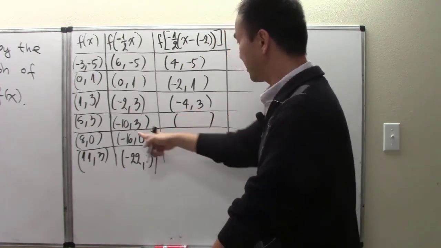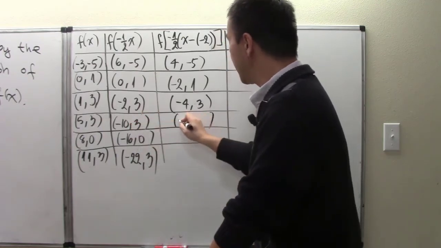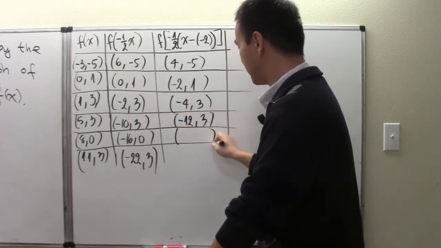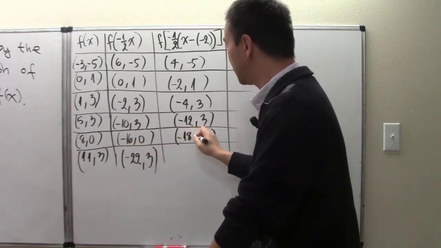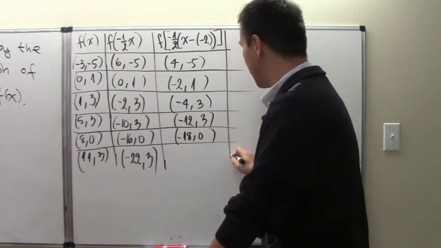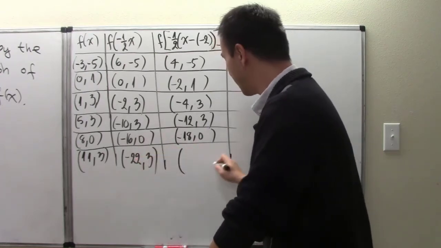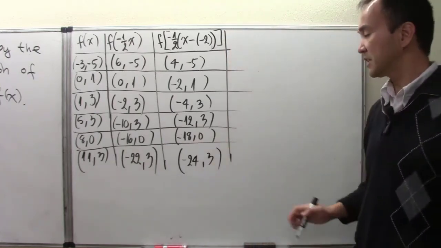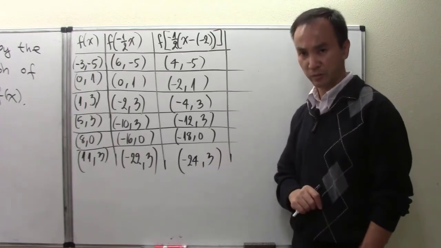In the next point right here, (-10, 3), that point is transformed into (-12, 3). And the next point right here, (-16, 0), is now transformed to (-18, 0). All right, and then the last point that we're looking at, (-22, 3), we're now looking at (-24, 3). But at this point we have completed step 2 of our transformation work.